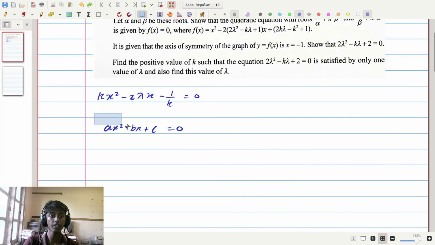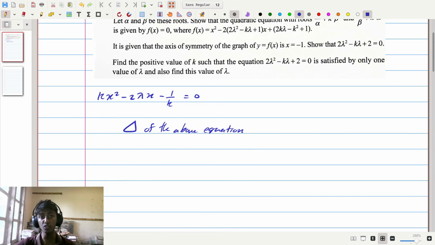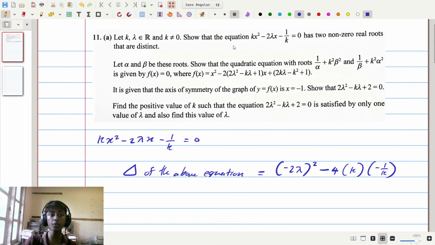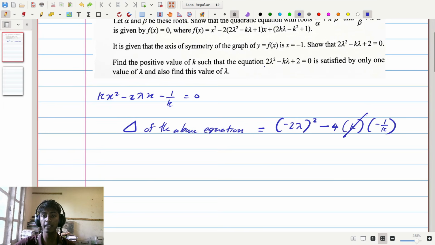Now, considering this, if we write down the discriminant, delta of the above equation will be b squared minus 4ac. In this case, b is equal to negative 2 lambda, and therefore b squared is going to be negative 2 lambda squared. So you have negative 2 lambda squared minus 4ac. So we have minus 4 times a, which is k, times c, which is negative 1 over k. Here it should be noted that since k is not equal to 0, 1 over k is not going to be some undefined value. So we need to clearly say, since k not equal to 0, these two can be cancelled without an issue.